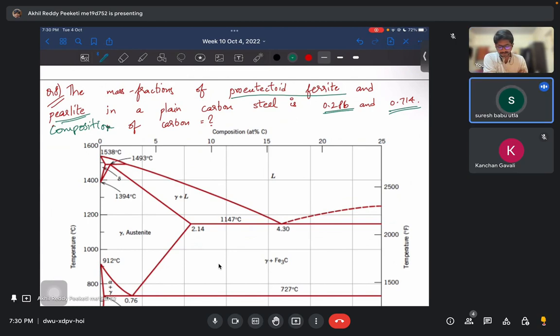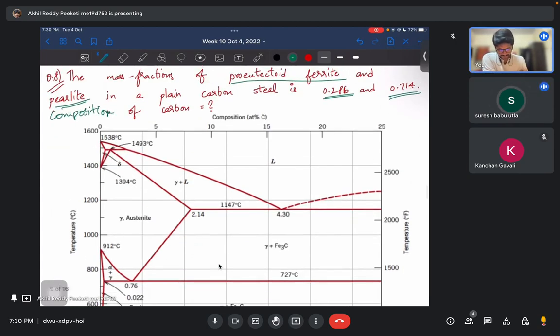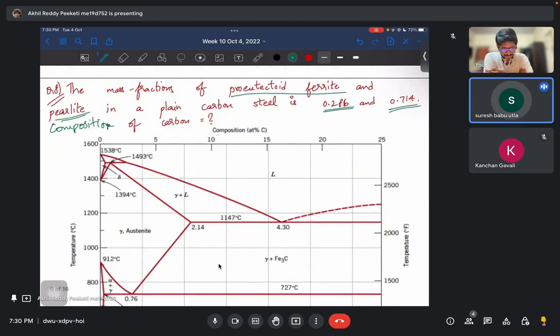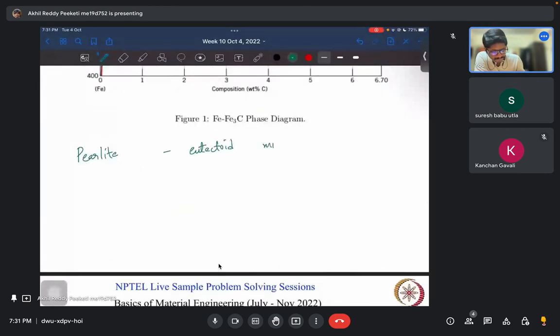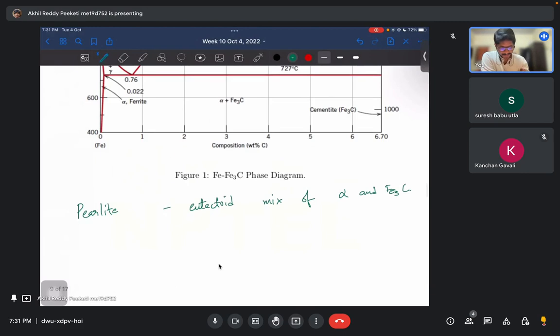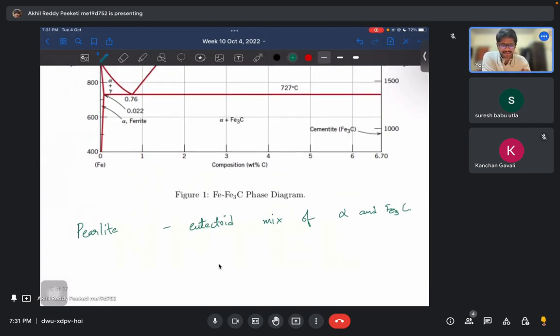Where will that point be in this graph to begin with? We have pro-eutectoid ferrite. In ferrite also there are two types of ferrites in this case. And pearlite. So what is pearlite? It is the eutectoid mixture of alpha and Fe3C. At which exact point will we generate pure pearlite?